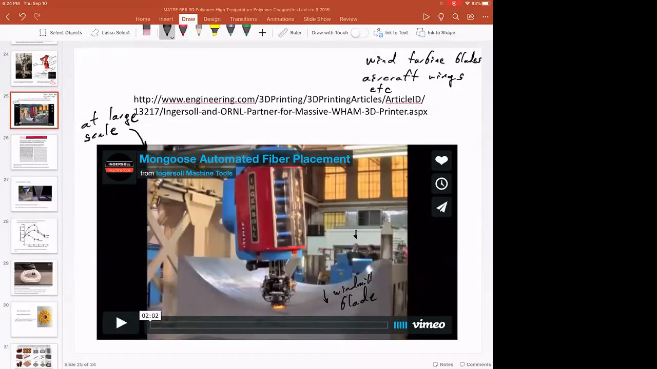And so you can call up Ingersoll Rand and ask them for one of their automated fiber placement 3D printing machines. You notice this is on a curved surface, so it's not yet free form, but it's getting there in terms of being able to three-dimensionally build up these big continuous fiber composite structures. So that's cool. You can check out that video if you want.